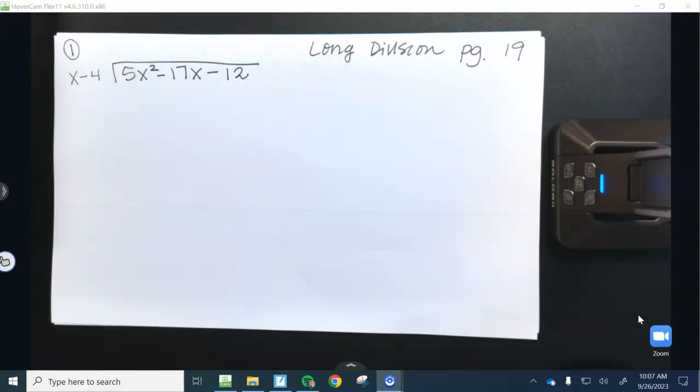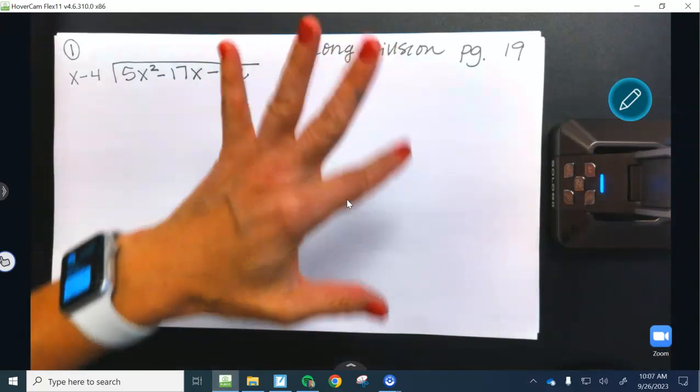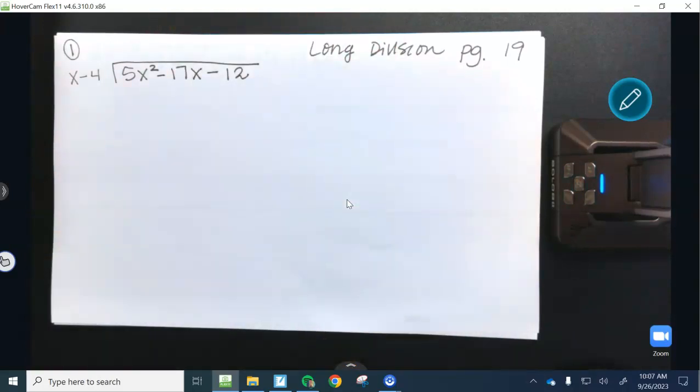I don't know what's wrong with this. I hit something weird. Oh, there you go. Sorry. Y'all see my hand? Yeah. Okay.